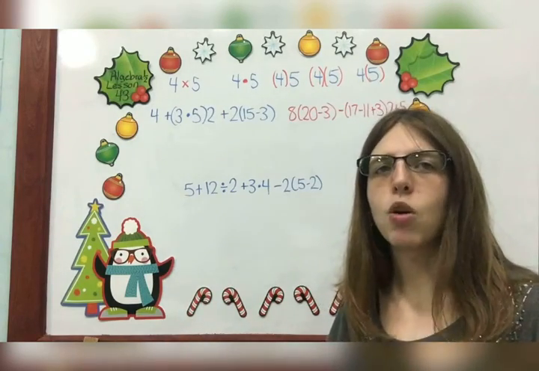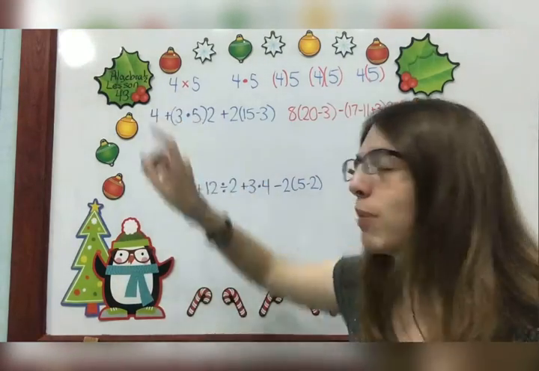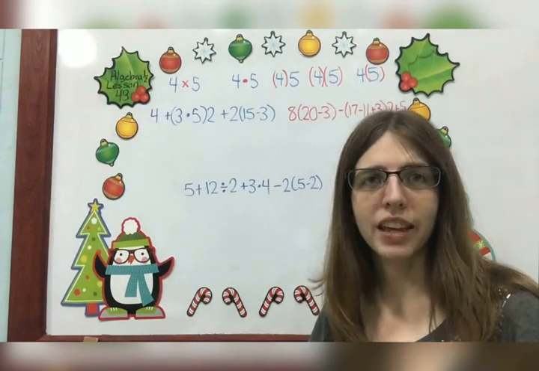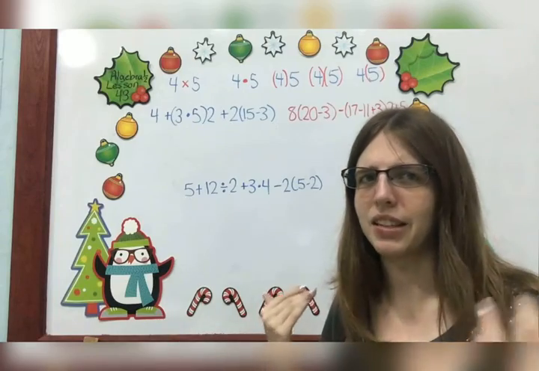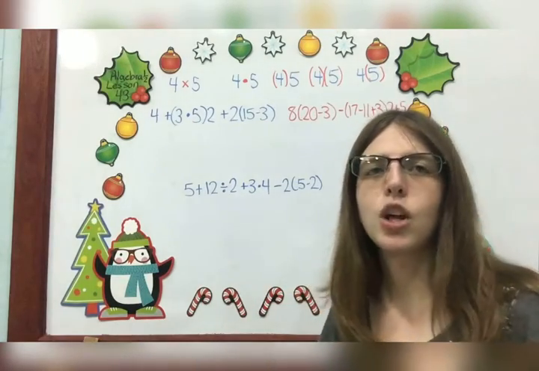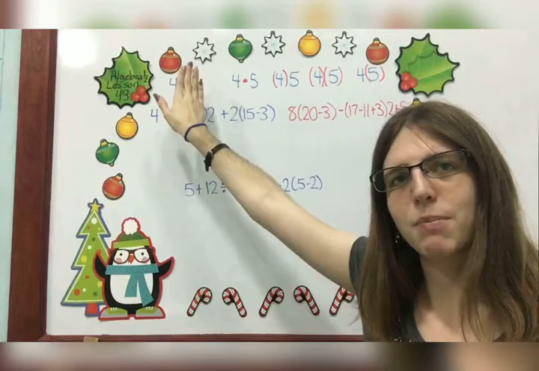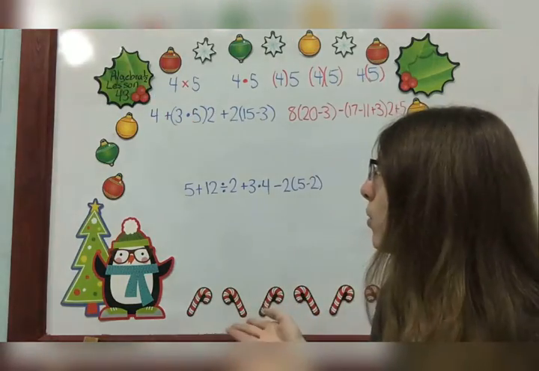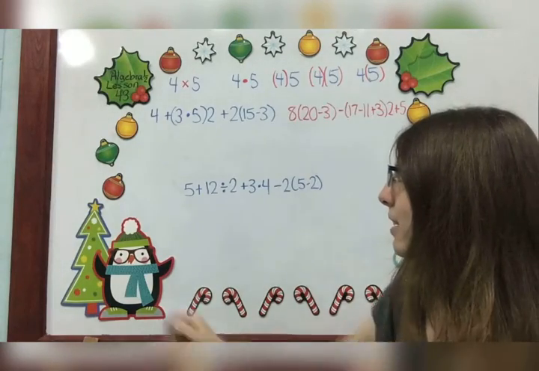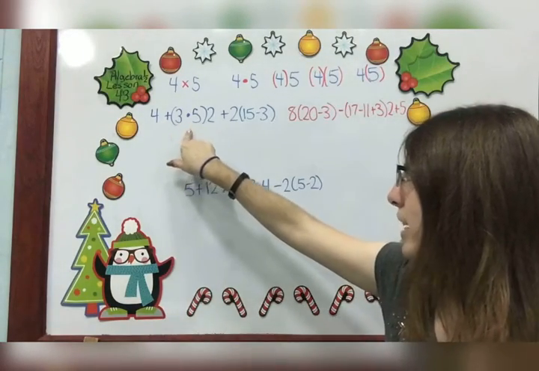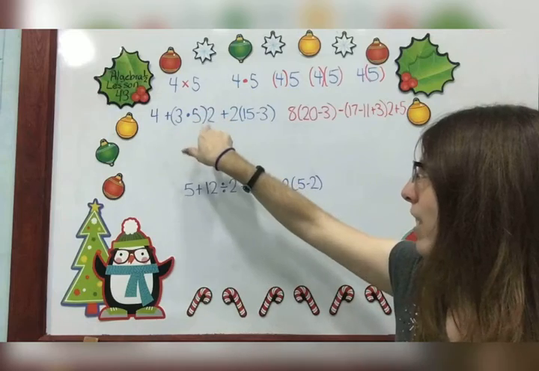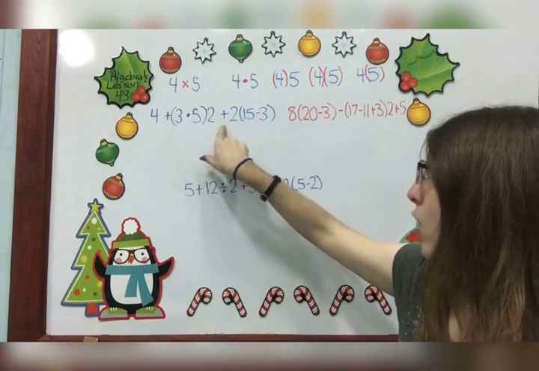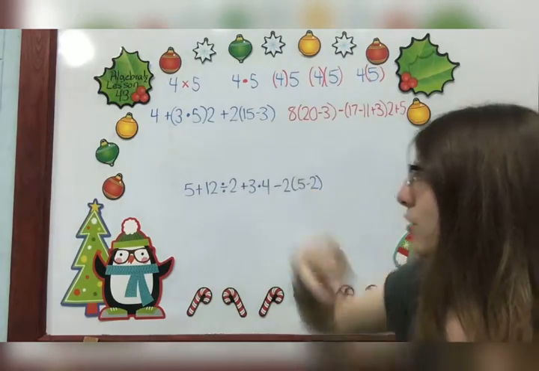We don't really use the X very much in algebra because we use X as a variable a lot. We don't want it to be confusing: is this a variable or does it mean multiplication? So we're not going to use that one anymore and mostly just use the dot or parentheses. Remember, in order of operations, it would look something like this. I have 4 plus 3 times 5, and then parentheses right next to a 2. That means my answer here first times 2, plus 2 times 15 minus 3.